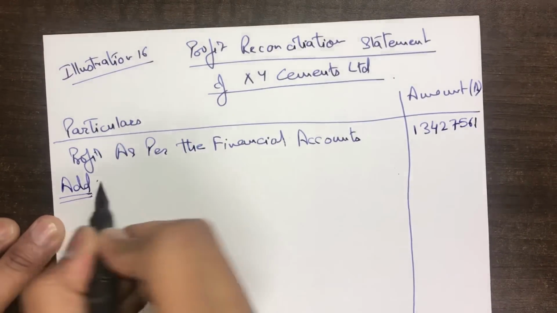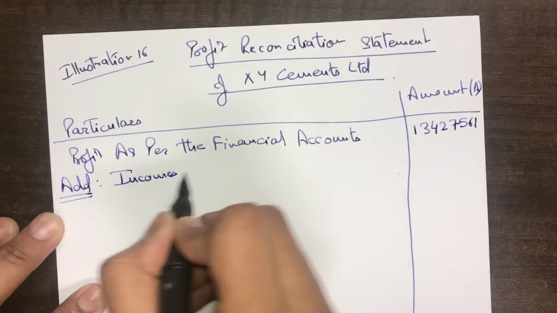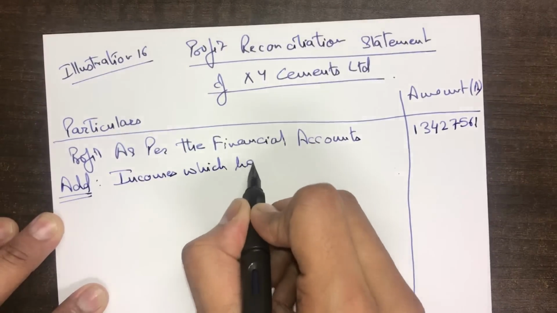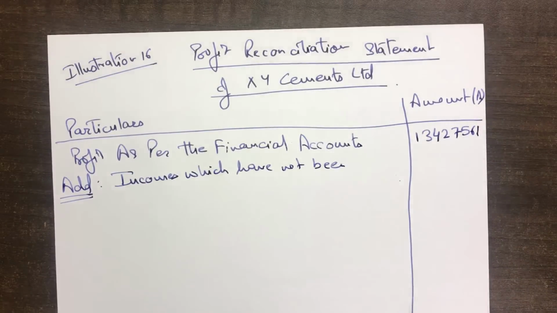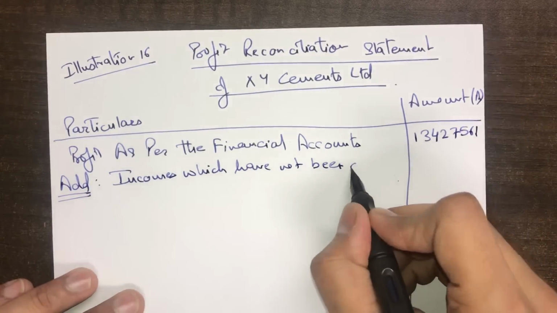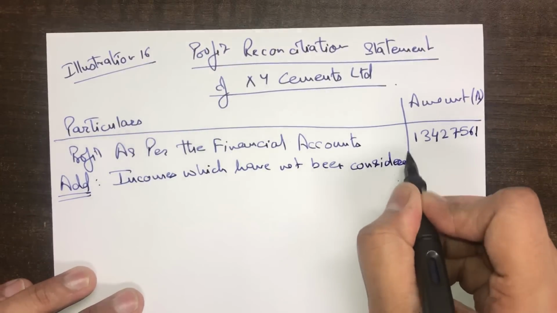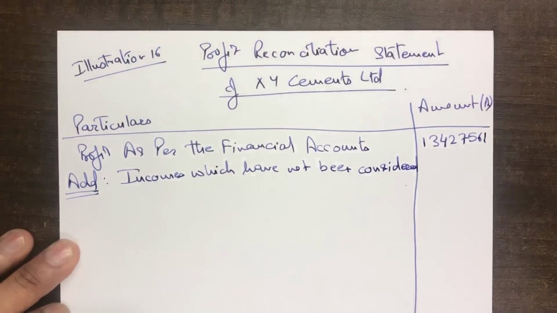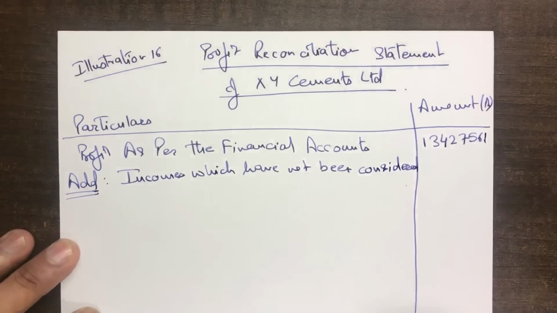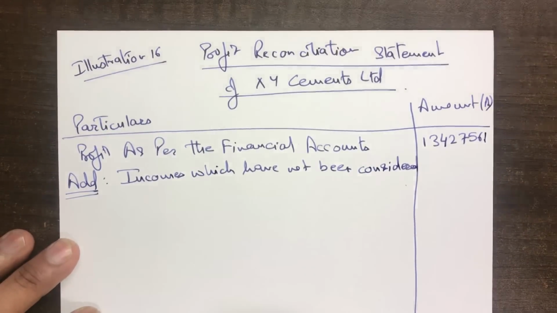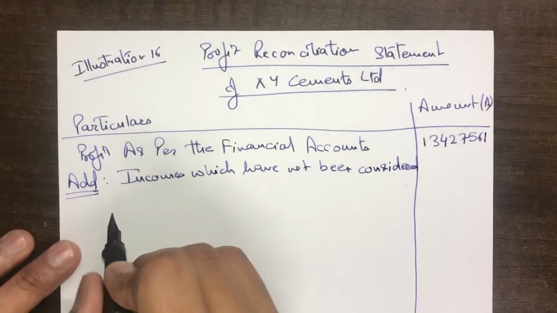We'll add certain incomes which have not been considered, and we less some adjustments which will primarily be expenses which have not been considered in financial accounts.